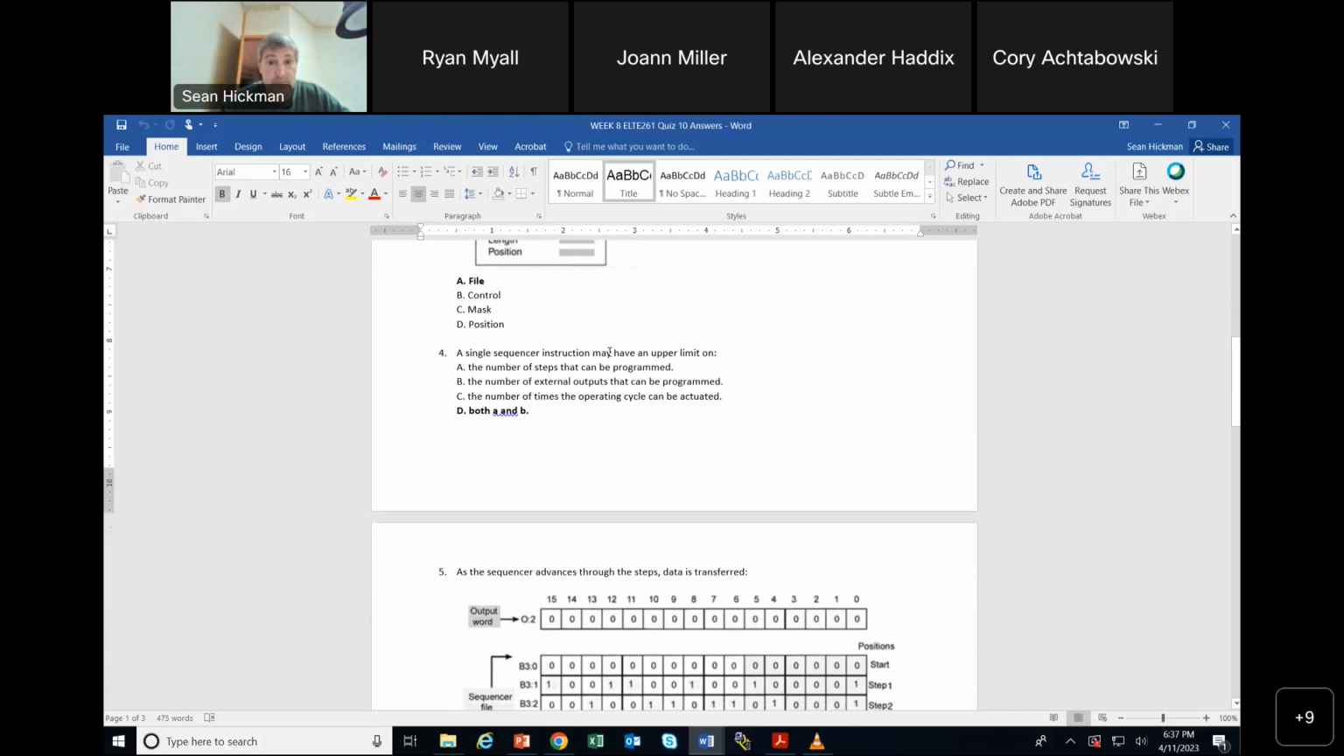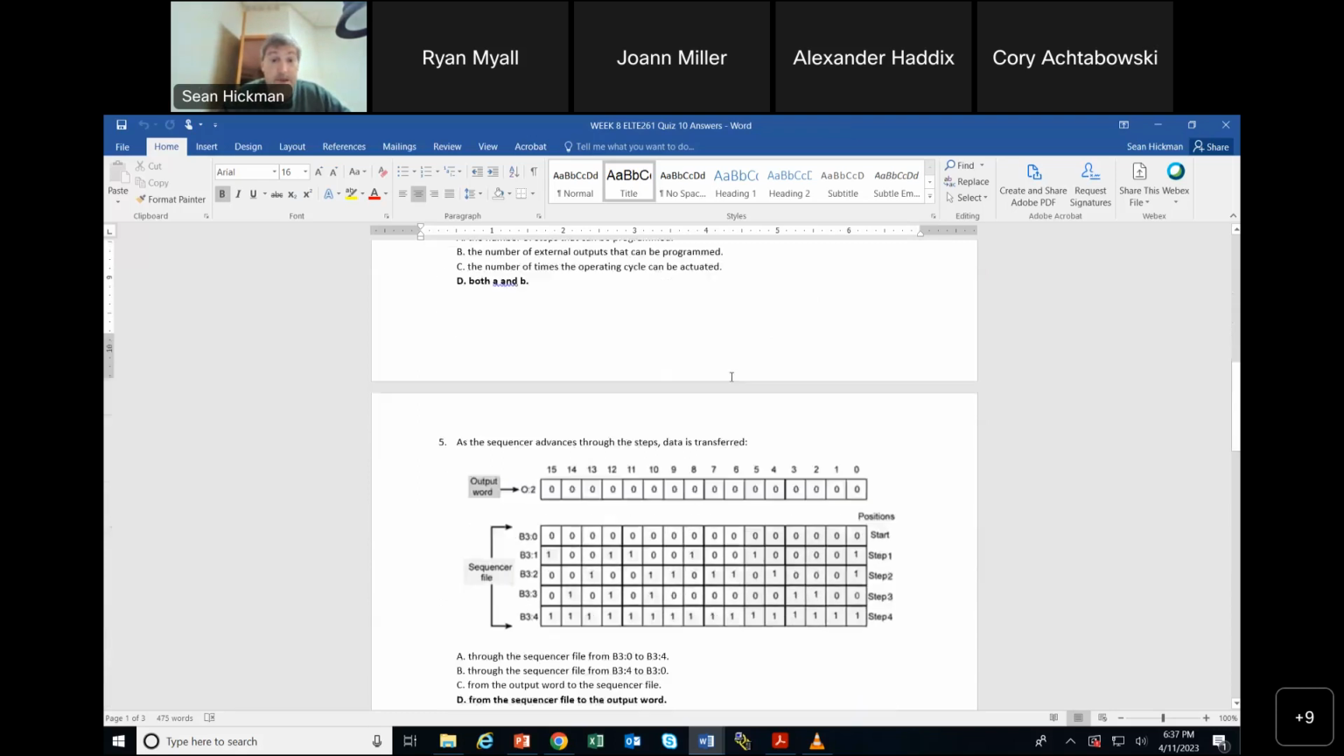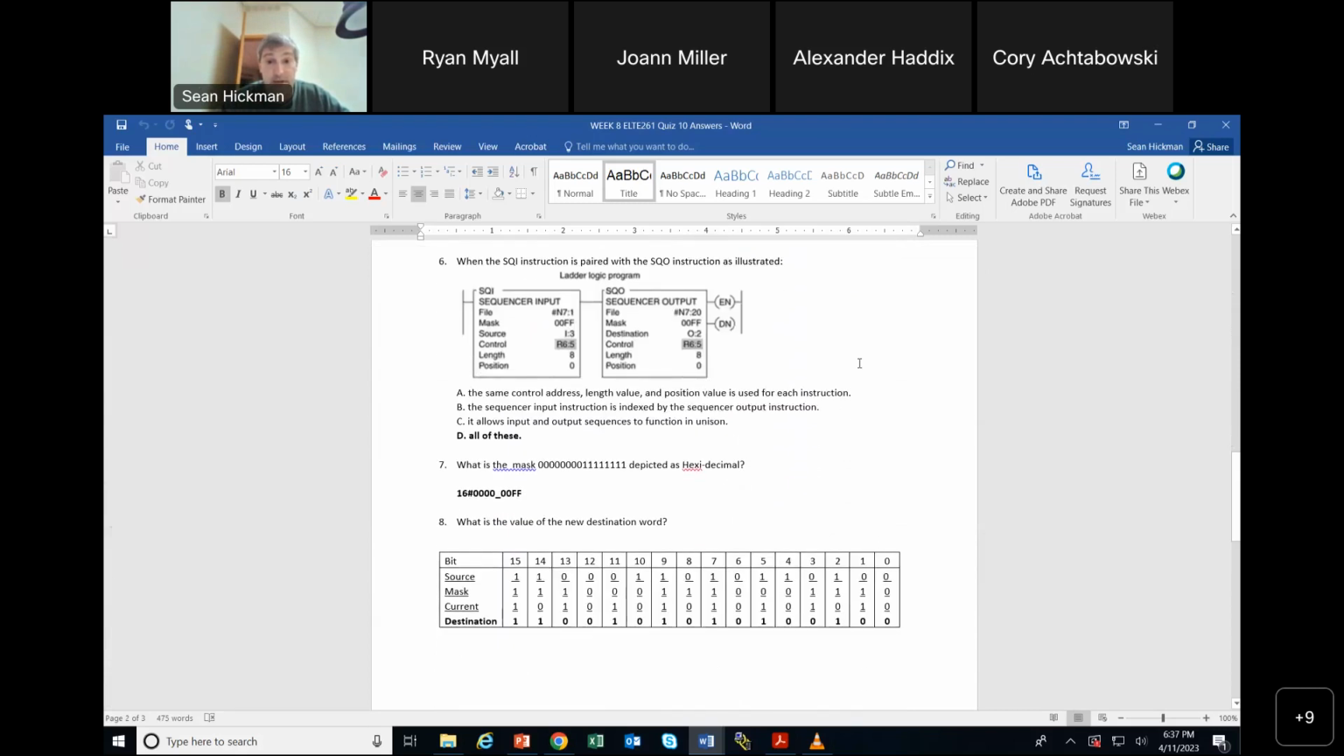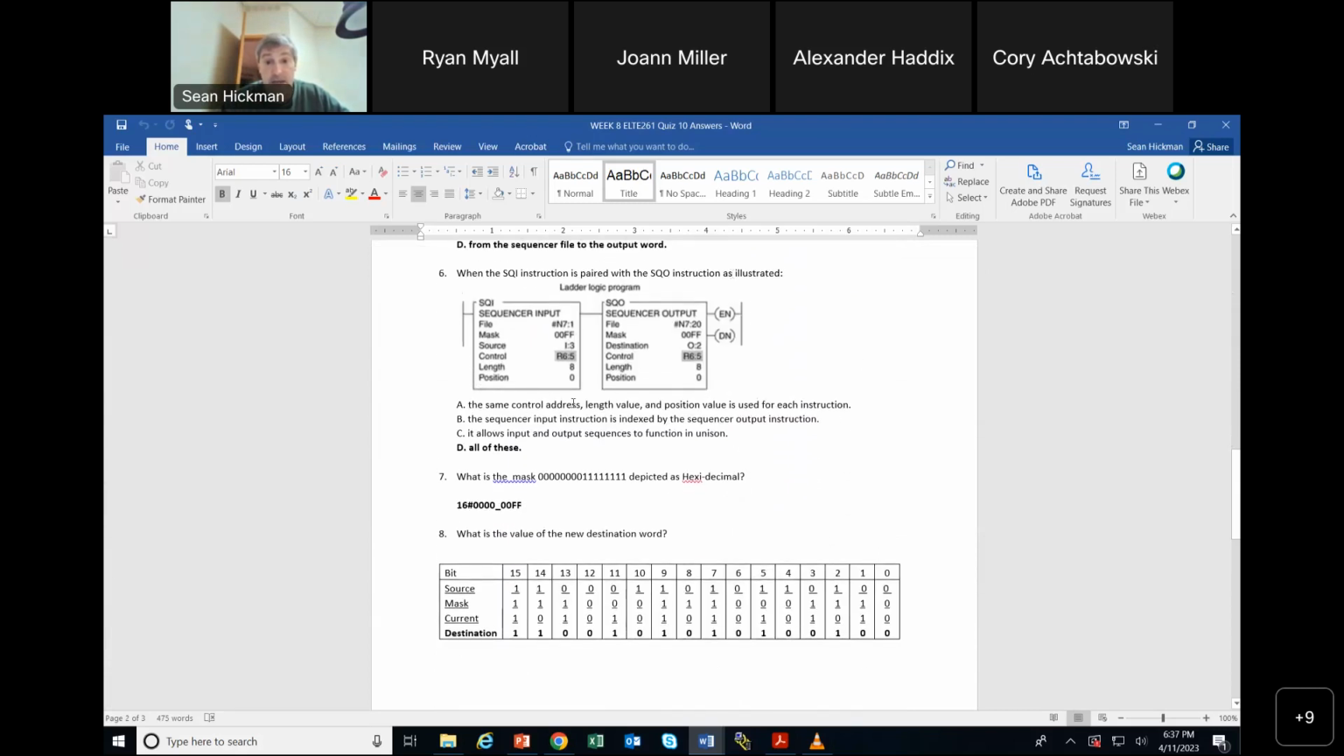A single sequencer instruction may have an upper limit on the number of steps that can be programmed, and the number of external outputs that can be programmed. Certainly, you're limited by your hardware. As the sequencer advances through steps, the data is transferred from the sequencer file to the output card. That's right, it's going from this to the card. When the SQI is paired as illustrated, the same address, length, and position values are used. Yes, they have to be the same because they have the same control. It's indexed by the sequencer. Remember, the sequencer is the indexer. That's what causes the position to go. It allows the input and output sequences to work in unison.